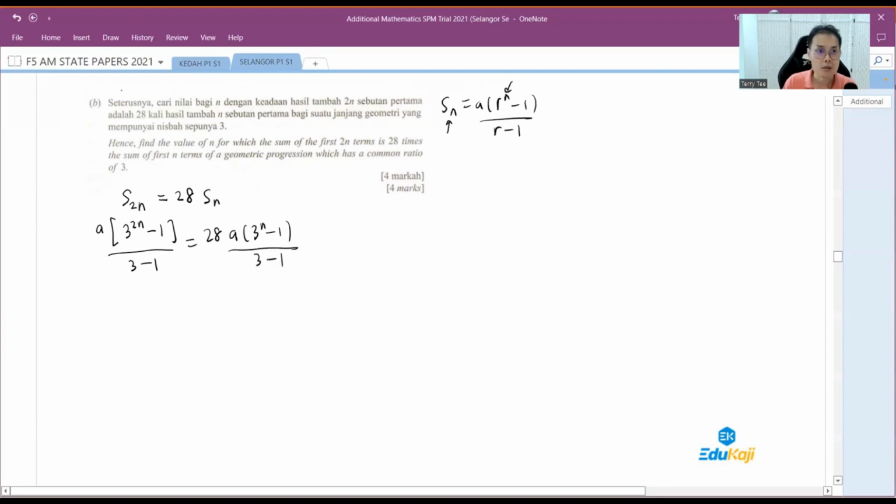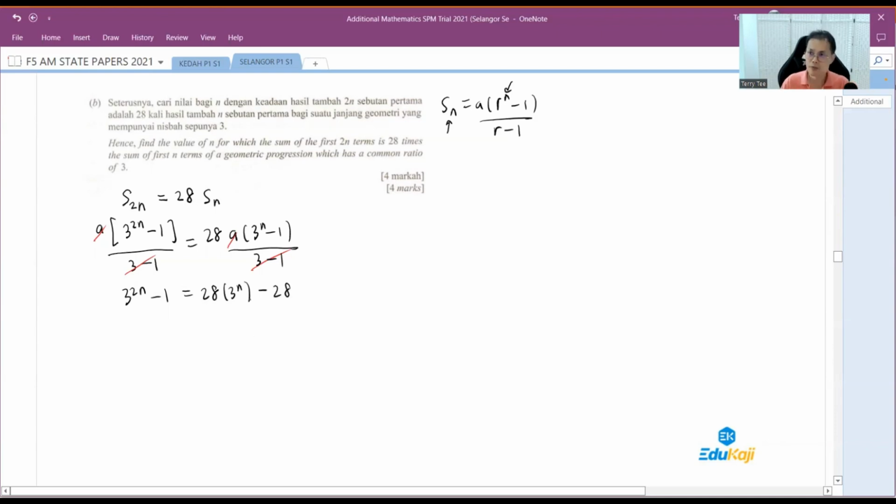Now the good news is we can cancel them, right? You don't even have to calculate. This one you can cancel, which is 2. This one you can cancel, right? So you're left with a 28 there. Now, what we can do is to simplify this: 3 power 2n minus 1 equals 28 times 3 power n minus 28.